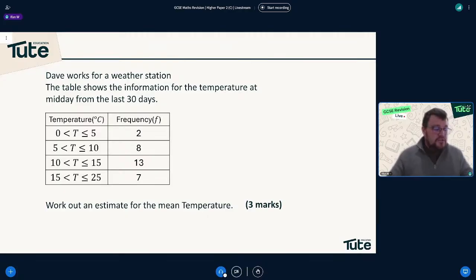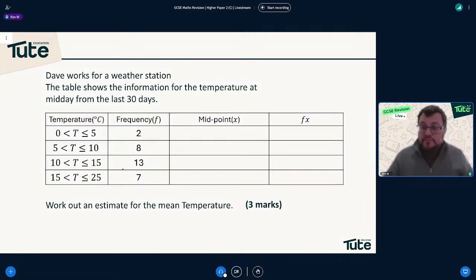Estimating the mean for the information given to us here. A day works for a weather station. The table shows the information for the temperature at midday for the last 30 days. There they are. Check that: 2 plus 8, 10, plus 13, 23, plus 7, 30. The data is correct, okay? Work out the estimate of the mean for the temperatures. That's the information that you're given.